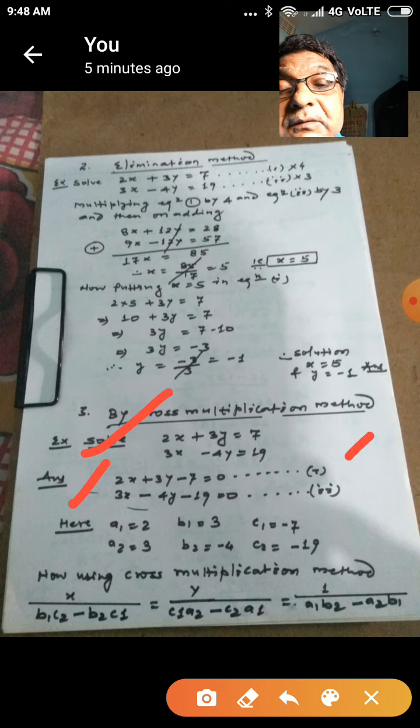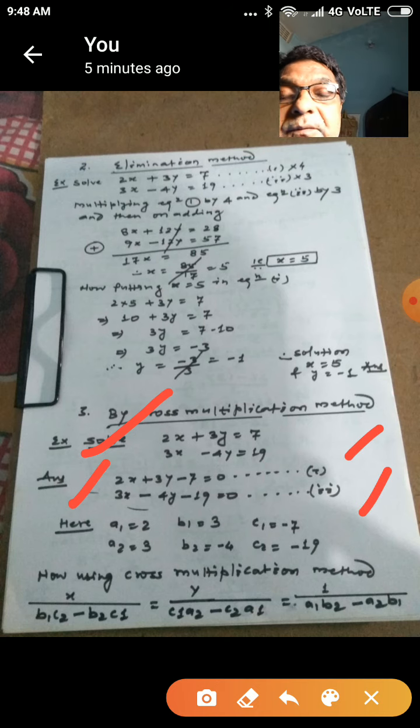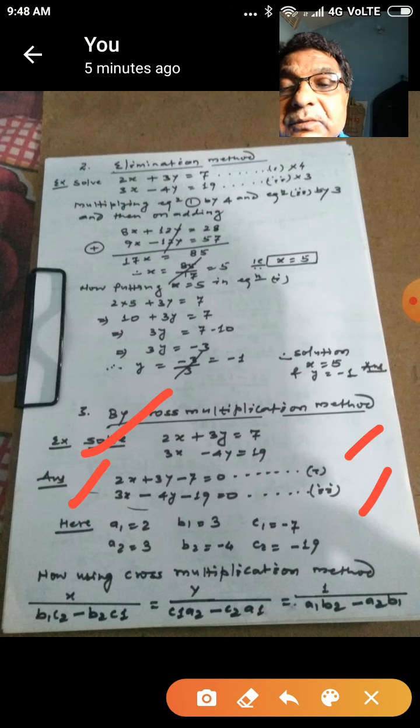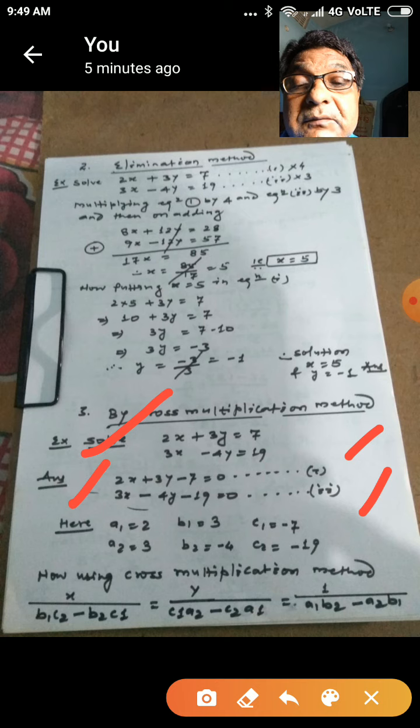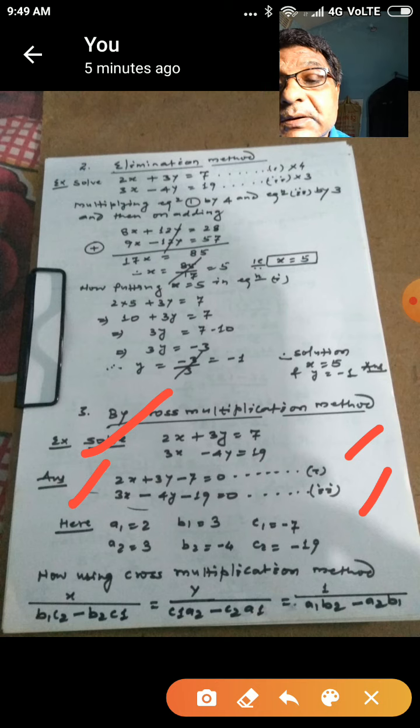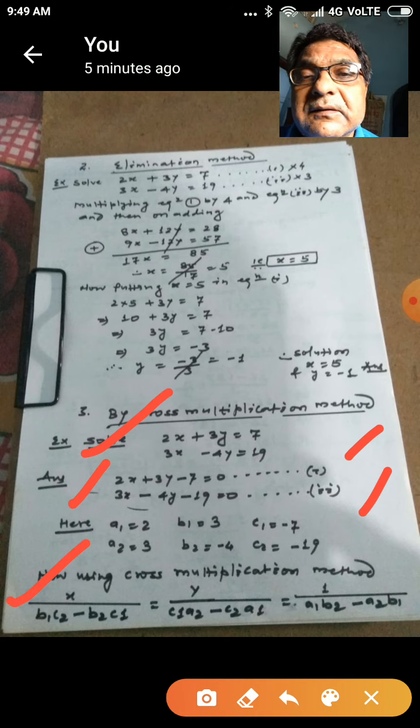Now we will name them equation 1 and 2, and for our comfort we will write the values of the coefficients and constant terms in both equations, using the symbols a1, a2, b1, b2 and c1, c2. So we note them first. a1 is 2, a2 is 3, b1 is 3, b2 is minus 4. Since the minus sign is present, we take the coefficient with the minus sign. And c1 is minus 7, c2 is minus 19.